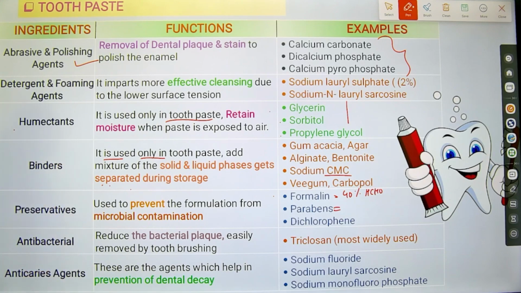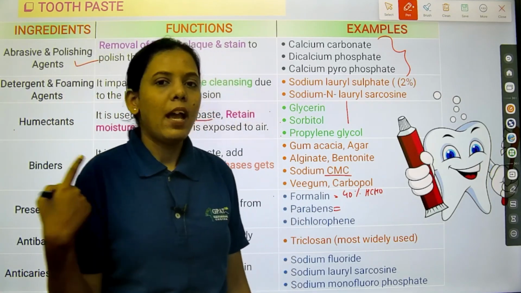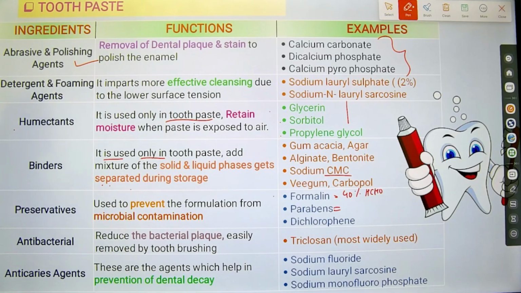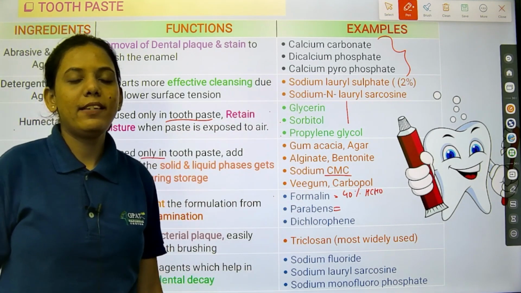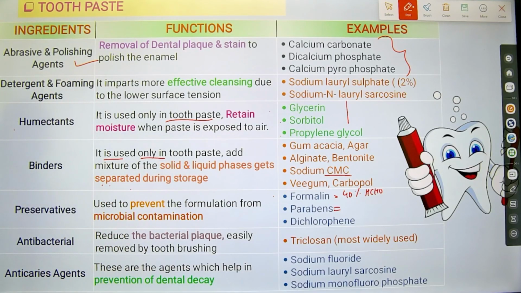It reduces the bacterial plaque, which is easily removed by toothbrushing. So antibacterial prevents bacterial growth in the mouth, and it prevents the bacterial plaque which is removed by toothbrushing. The example is triclosan, most widely used. Okay, so whatever the highlighted ingredients are there, please remember them, because they are very specific to that particular cosmetic product.